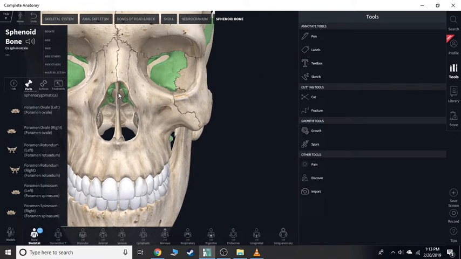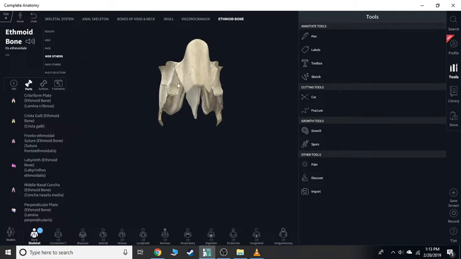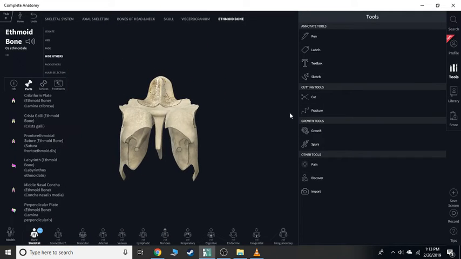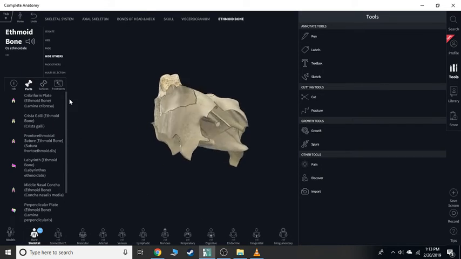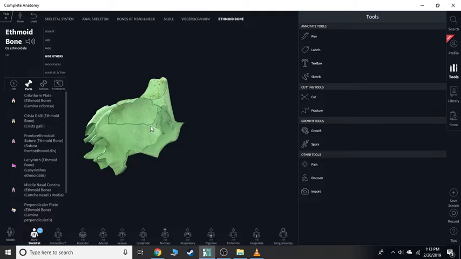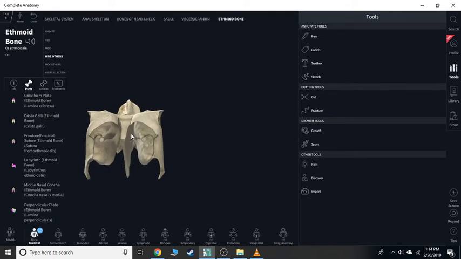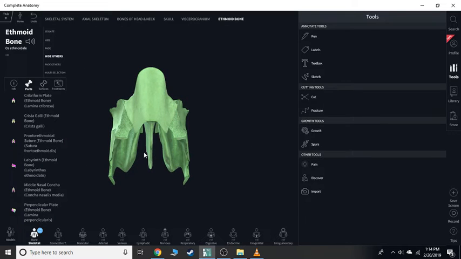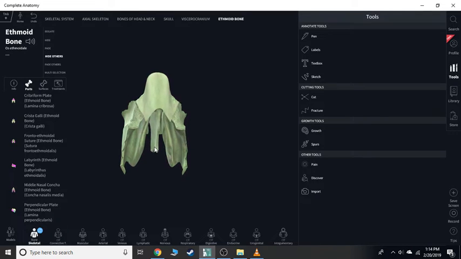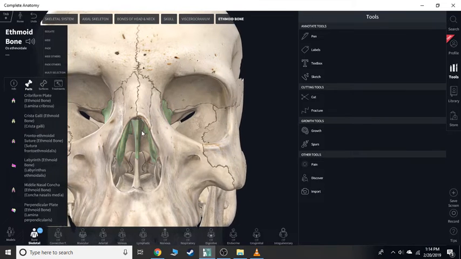Next is the ethmoid bone. My least favorite. This weird little monster makes up a lot of the sinuses and part of the nose. This actually creates the base of the septum of your nostrils. So you can see it here.